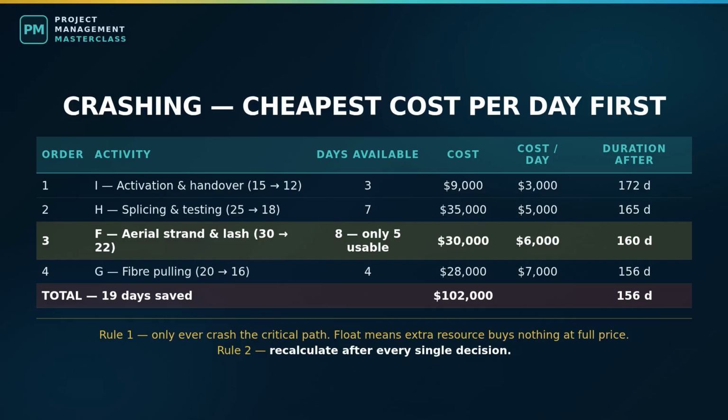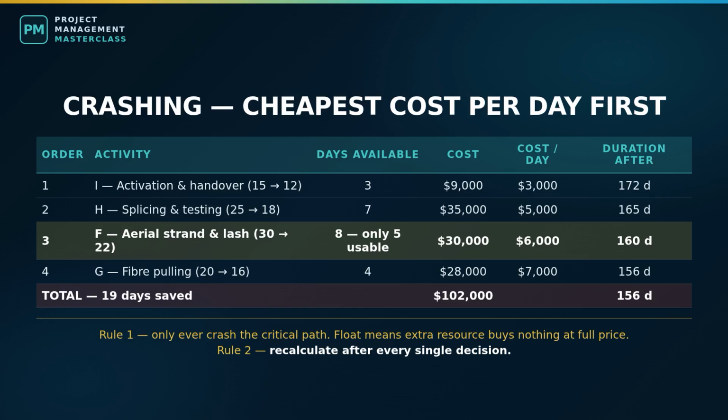We did not work faster. We stopped waiting for something we never needed to wait for. That is why discretionary dependencies are where the money is. 15 days for the price of one honest conversation with the engineering lead.